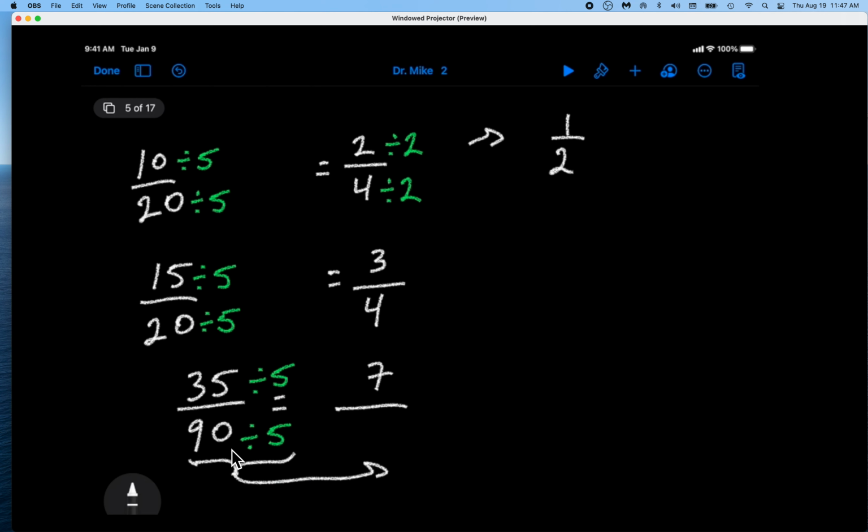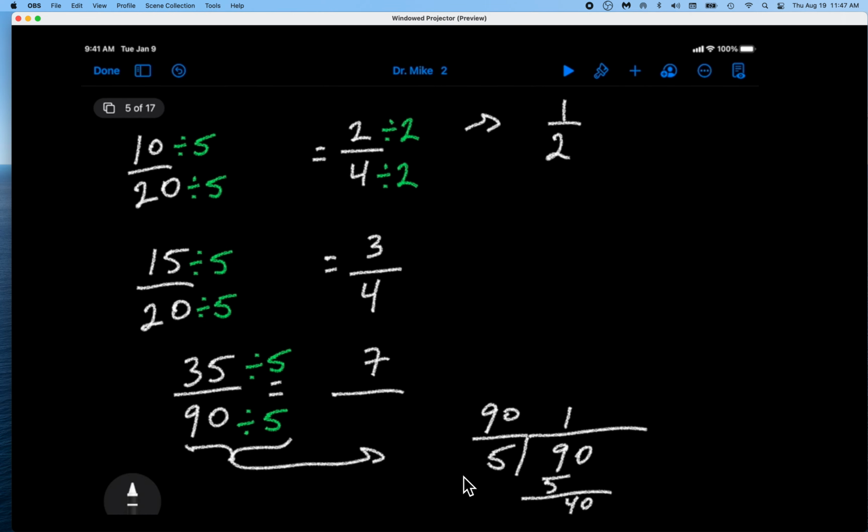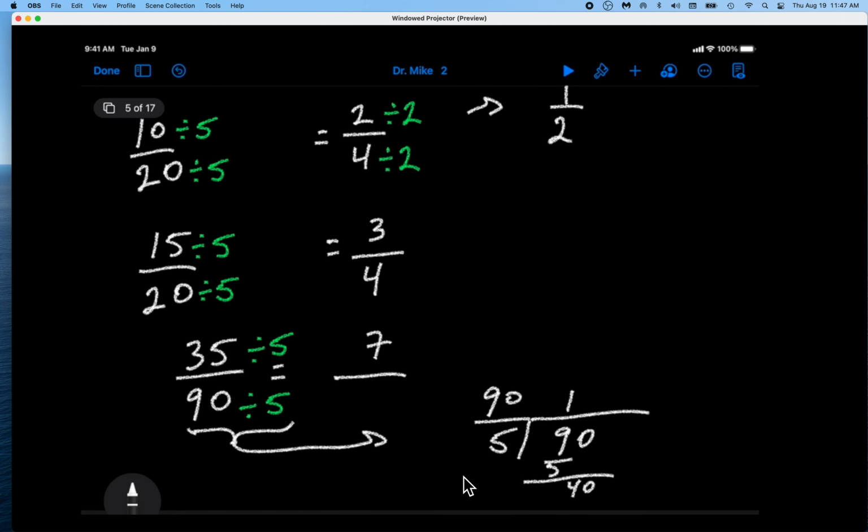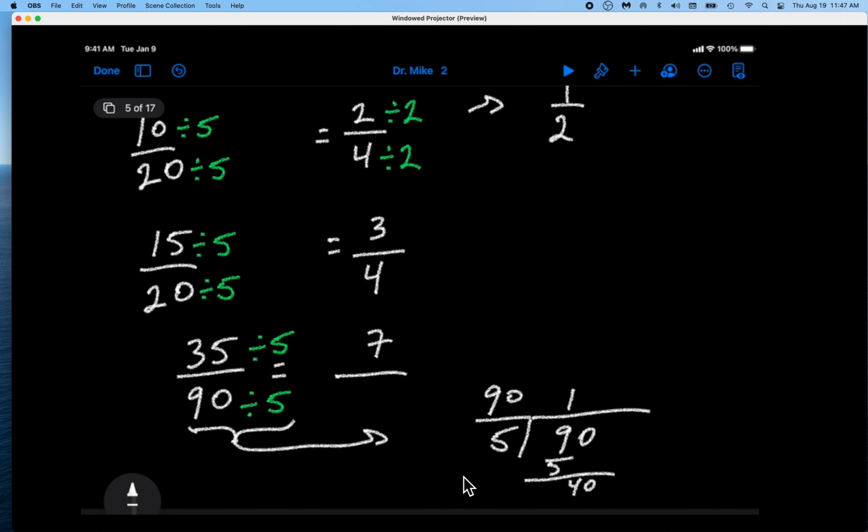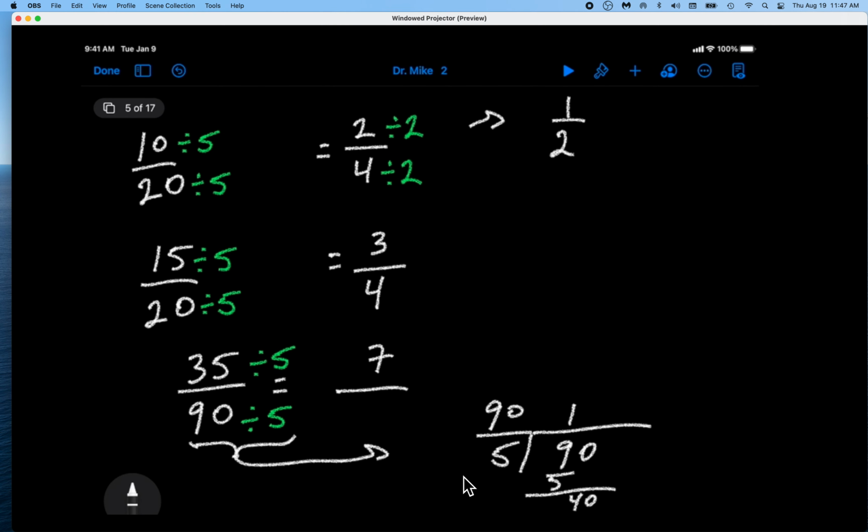Folks, no one expects you to know that. So you come over here and you do a small little division problem. This is 90 divided by 5. We're going to put 90 in the box. How many times does 5 go into 9? Once. I'm sorry, I ran out of room. So does that go up a little bit? Yeah, a little bit. 9 minus 5 is 4. Bring down the 0. How many times does 5 go into 40?